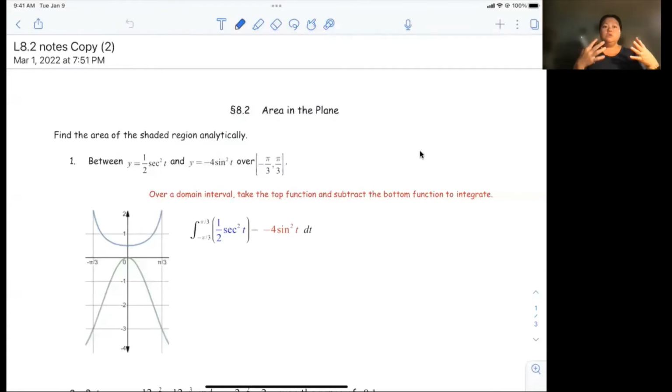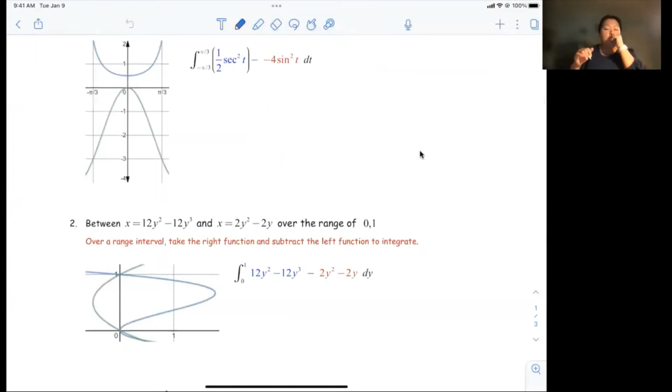So two things you want to remember from this lesson is that if one function is on top and one is on the bottom, to find the area between these two regions, you take the top minus the bottom. If your function is graphed as an x equal function, so it is a sideways function like in number 2 here, then you want to go with the idea of the right minus the left. So you want to remind yourself that it's either top minus bottom or right minus left.